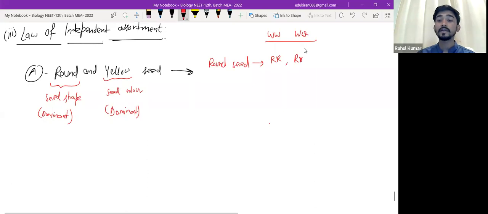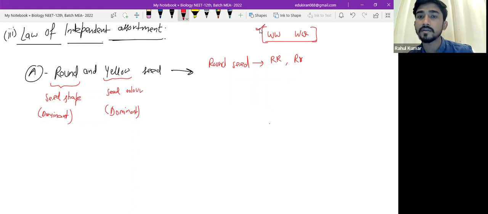Actually, we give the letter with respect to the recessive character. In the seed shape, what is the recessive character? Wrinkled. And the wrinkled word starts with W. So for dominant, which is round, we write it as capital W. Is it clear, everyone? So if you find this in entrance, don't get confused, this is the right way to write.